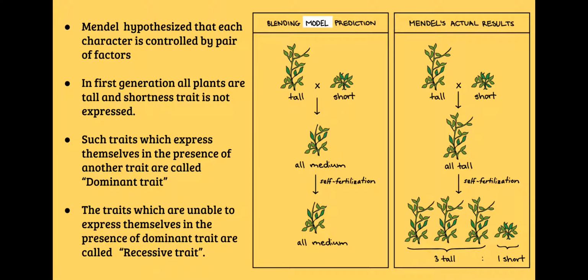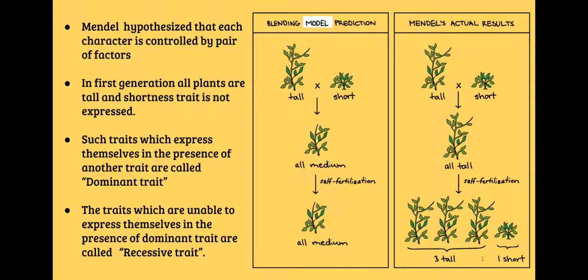What Mendel got as a result was very different than what he had predicted. According to the blending model, both the traits of the father and the mother should have gotten blended, and the progeny should have been somewhere in the middle of those traits. So, if there was a tall and a short plant, they may be expected all the progeny obtained to be medium sized plants. But actually, they weren't. So, Mendel hypothesized the following.